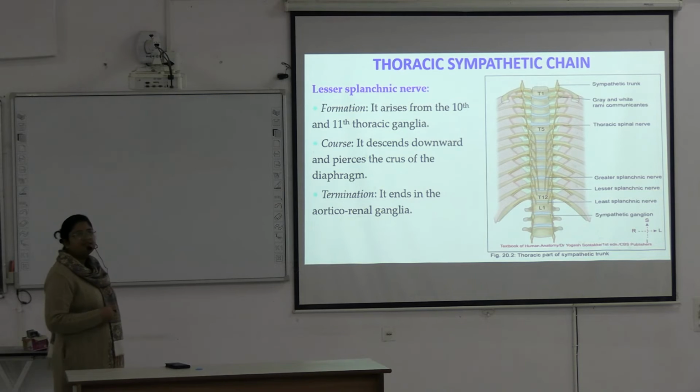Next we go to the lesser splanchnic nerve. It arises from the 10th and 11th thoracic ganglia. It descends downward and pierces the crus of the diaphragm. Termination: it ends in the aortico-renal ganglia.